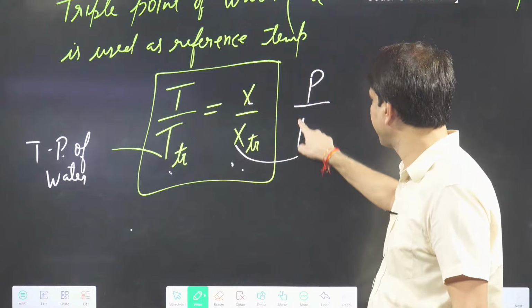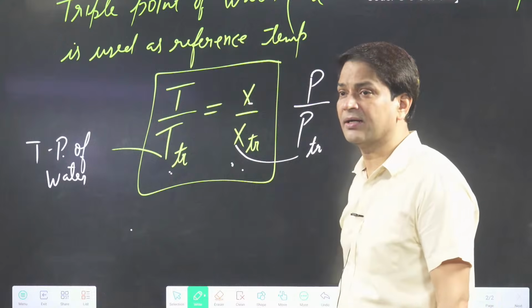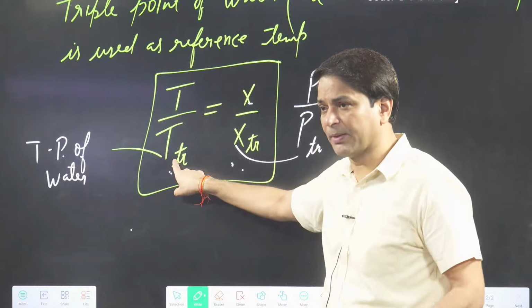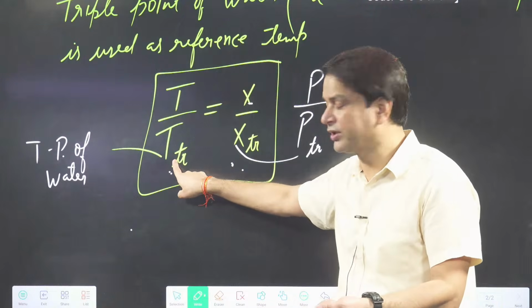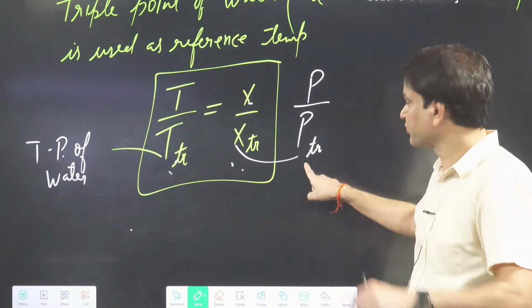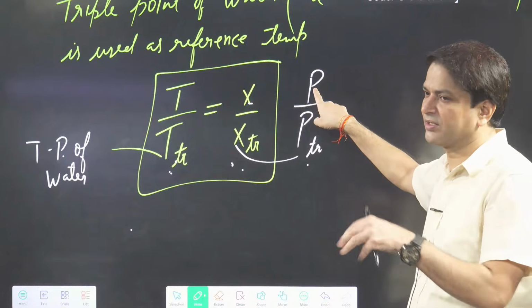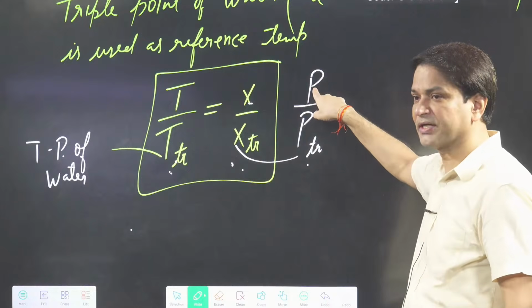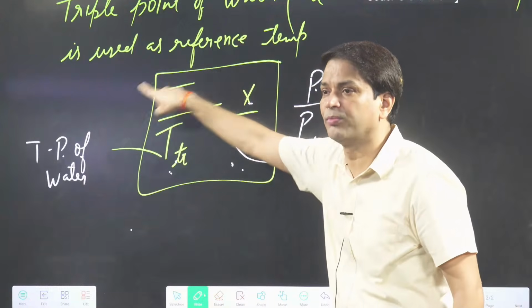P upon PTR. P upon PTR. And then here I know the triple point of water, I know the pressure of the air at the triple point; it is given. Room pressure they will give. So room pressure we know, and from that we can find the room temperature.